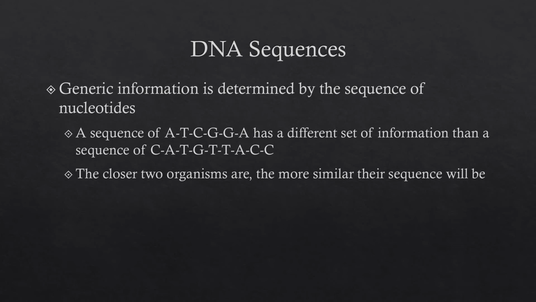Now, the closer the two organisms are, the more similar the sequence is going to be. So how do we tell that in, let's say, DNA tests, is for similarities between two people, whether or not they're related, how much of the similarities there are. If there's not a lot of similarities, then chances are they're not too related or not related at all.